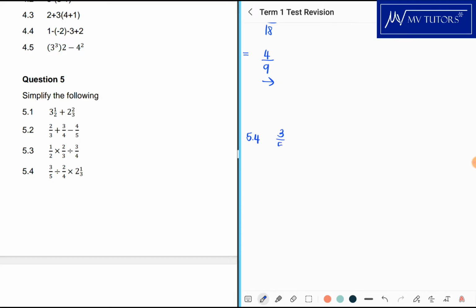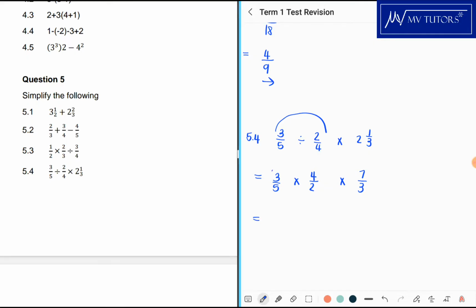Now 5.4. We have 3 over 5 divided by 2 over 4 multiplied by a mixed fraction. Oh my gosh, this is getting juicy. So we're going to start with these two, all right? And what do we do when we have division? So we have 3 over 5 multiplied by 4 over 2. Remember the rules. We have to swap the denominator and the numerator, and then we're going to multiply. Let's turn this mixed fraction into an improper fraction. 2 times 3 is 6 plus 1 is 7 over 3.